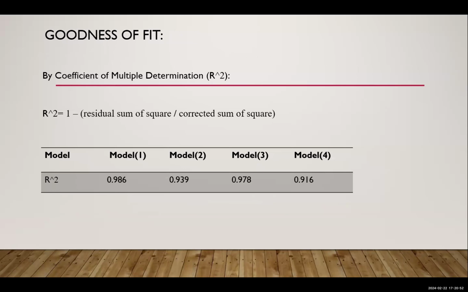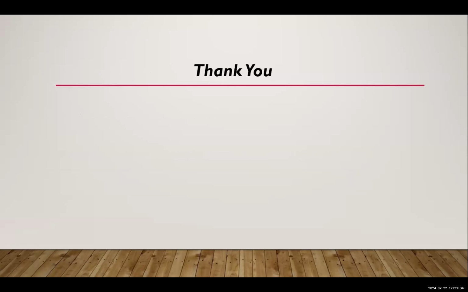Then we have the goodness of fit, which measures the proportion of variation in the dependent variable explained by the independent variable, determined by the R square, which is equal to 1 minus the residual sum of squares divided by the corrected sum of squares. The range of the coefficient of determination lies between 0 and 1. Our model is the best fit as R square tends to 1. So for model 1, we have R square 0.986. For model 2, we have 0.939. For model 3, we have 0.978. For model 4, we have 0.916. Thank you.